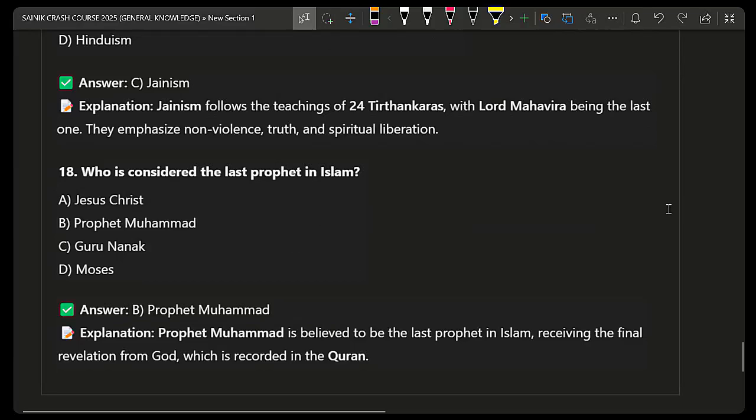Prophet Muhammad is believed to be the last prophet in Islam, receiving the final revelation from God, which is recorded in the Quran. Next question.